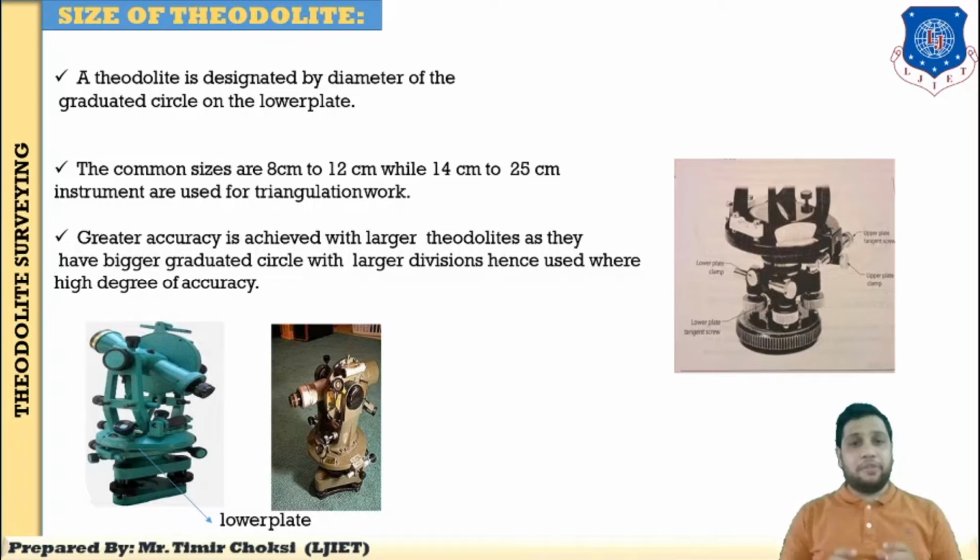So 8 to 12 centimeter is used for construction and small-scale areas like traversing, but when geodetic surveying, meaning triangulation work, is being done, instruments of 14 to 25 centimeter, bigger diameter, are used. Greater accuracy is achieved with the larger theodolite, as it has a bigger graduated circle with larger divisions, used for a high degree of accuracy. So the size of a theodolite depends upon the lower plate diameter. Keep in mind, it is not the height or the width of the theodolite; a theodolite is designated only by the diameter of the lower plate.